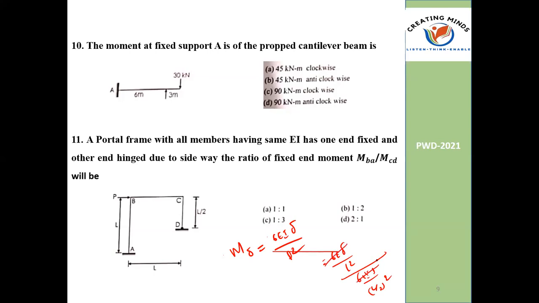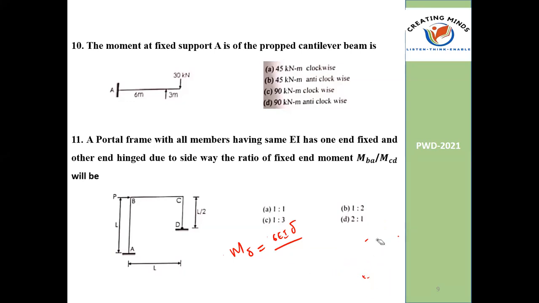6 EI delta gets cancelled. What is L square and L by 2 square? L square divided by L by 2 whole square. L by 2 means 4. This is 0.5 square. 1 square divided by 0.5 square. L square gets cancelled. So what does it imply? 1:0.5, which means 1 by 0.5 implies what? 2:1.